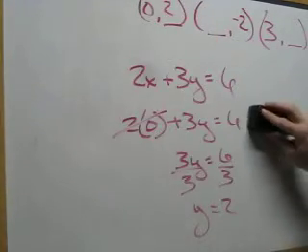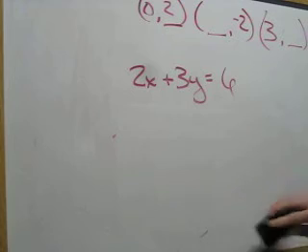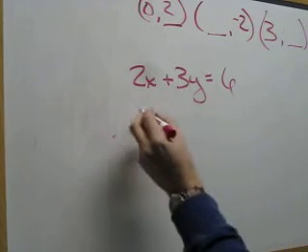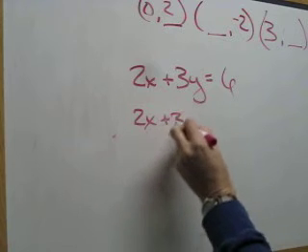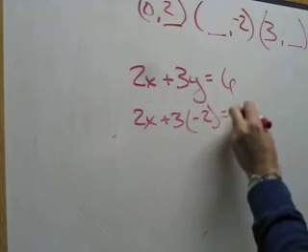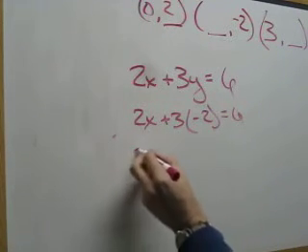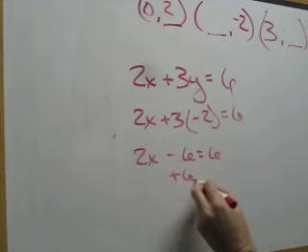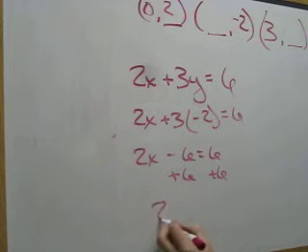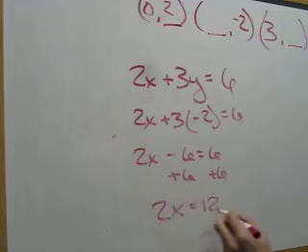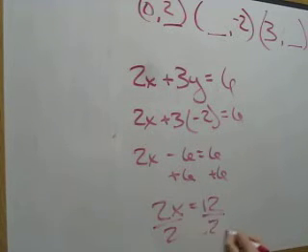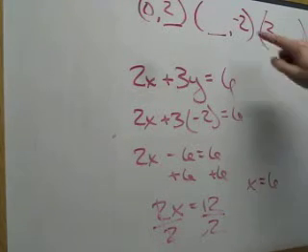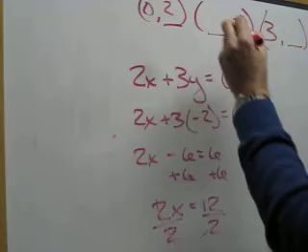Okay, so I'm going to erase this. And now I'm going to put in a negative 2 whenever I see a y. Now I'm going to multiply. I'm going to have to add 6 to both sides. Divide by 2. So x equals 6. So when y is negative 2, x has to be 6.